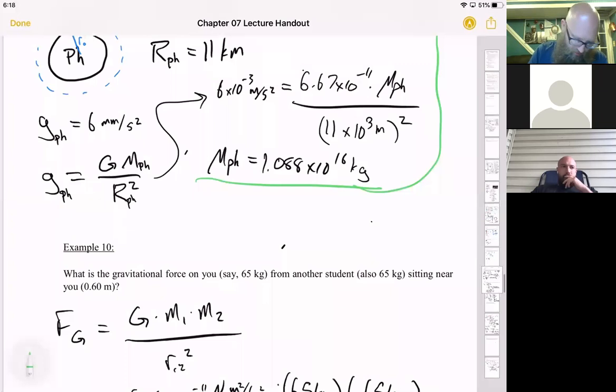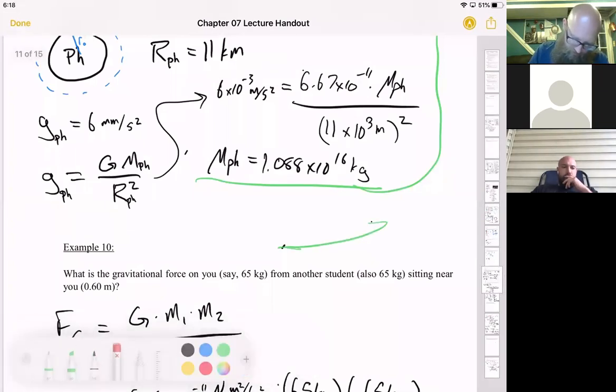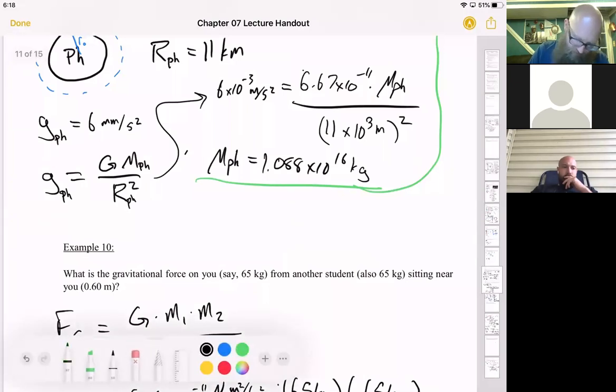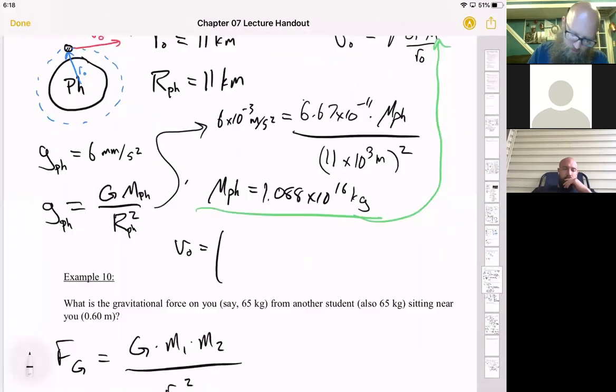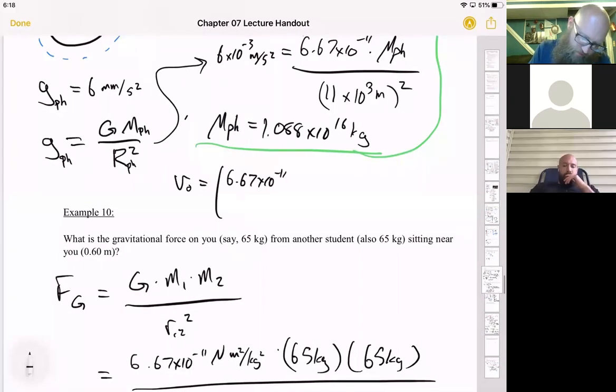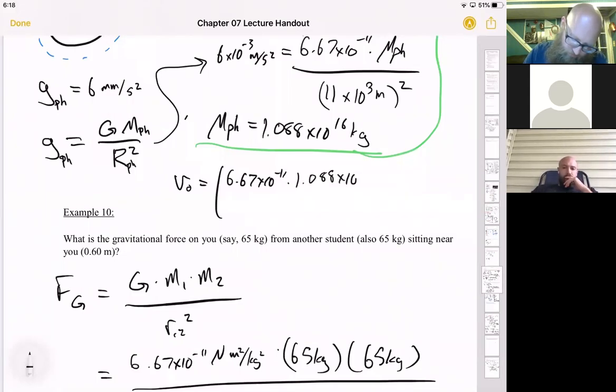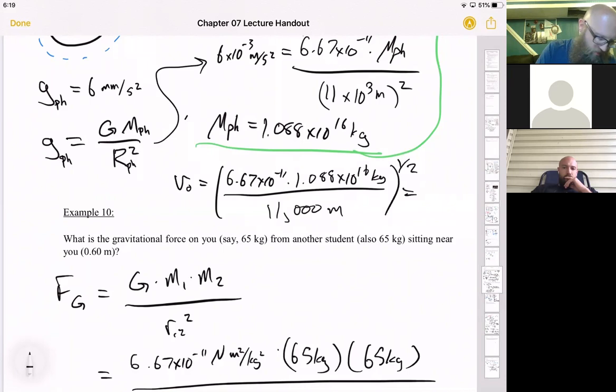Do I have space? Yeah, a little bit. That's supposed to be the eraser. There we go. Okay, so the next bit, orbital velocity, is the square root of GM over r, I think. So that's 6.67 times 10 to the minus 11, the mass we just found, divided by r, which is 11 kilometers, to the 1/2. If you do that math, I get a syntax error. I didn't put a parenthesis at the beginning. Yeah, I get 8.1 meters per second.